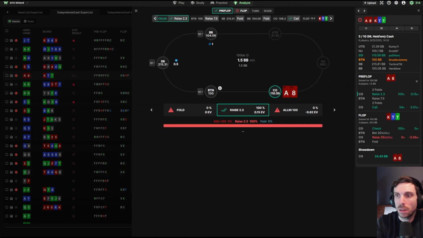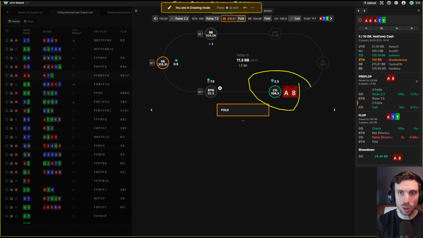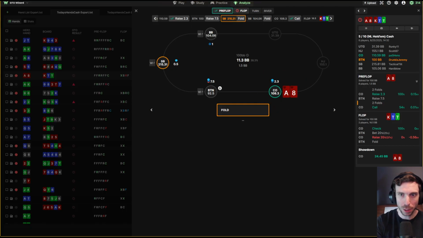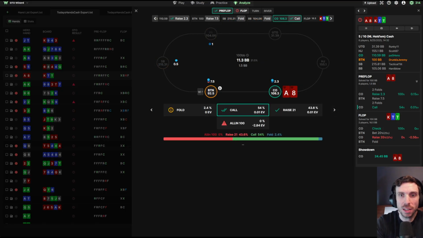Next hand, ace 8 in the cutoff. So we raise, get 3-bet by the button. I always have a hard time remembering exactly what the equilibrium looks like preflop here, cutoff versus button. I know that suited aces can be mixed at a frequency between 4-betting and calling. In this case, it looks like this one can 4-bet or call.